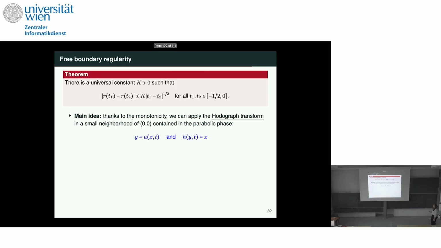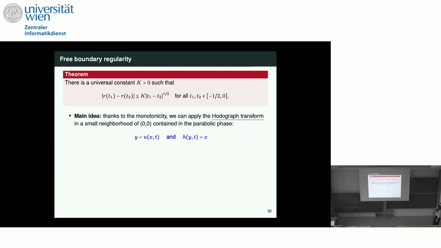And to do that, the idea is to use the hodograph transform. This is something that Marvin mentioned in his talk that didn't work for him due to the non-local effects. For us, it works really well. And so, okay, if you've never seen this tool, very quickly, let me explain what this does.